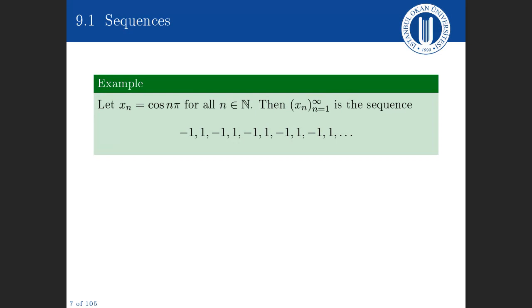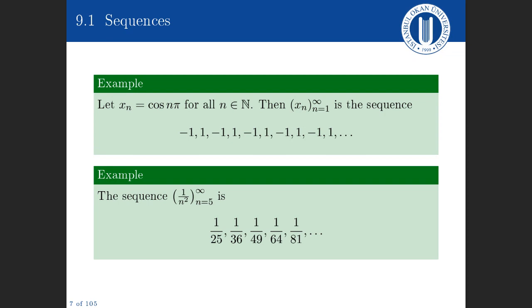Next example, let xn be cos n pi. Then the sequence xn is minus 1, plus 1, minus 1, plus 1, minus 1, plus 1. Because cos pi, cos 3 pi, cos 5 pi, cos 7 pi, etc. are all equal to minus 1. Cos 2 pi, cos 4 pi, cos 6 pi, cos 8 pi, etc. are all equal to plus 1. Or, for example, the sequence 1 over n squared, but starting with n equal to 5, is the sequence 1 over 25, 1 over 36, 1 over 49, 1 over 64, etc.